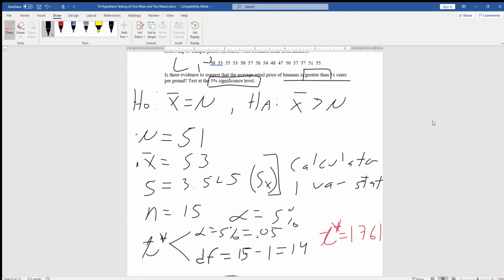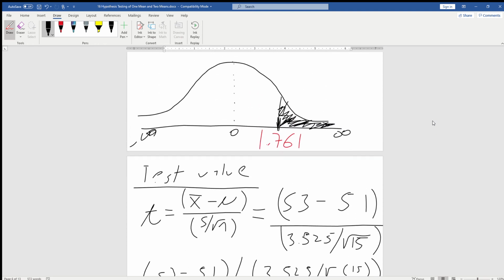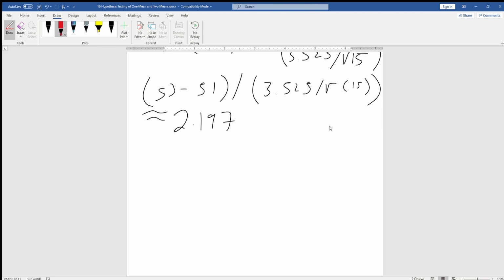So the last thing that we're going to do is plot this. We go up top here. 2.197 is bigger than 1.761. So our test value t, 2.197, falls in the reject region. So we're going to end up rejecting the null hypothesis. In this case, we are going to reject the null because the test value falls in the reject region.